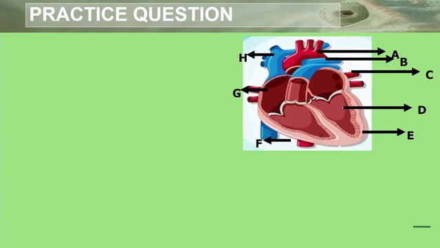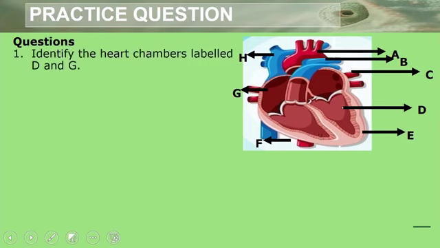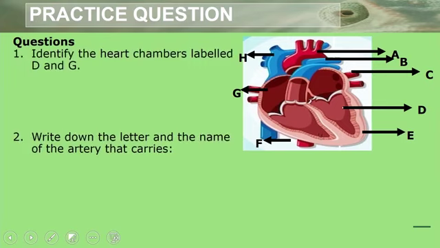We move on to our next question. We are still looking at the diagram of the heart. From the previous slide, we saw that we had already labeled the chambers D and G, and bringing it onto the slide, we know that D is the left ventricle and G is the right atrium.